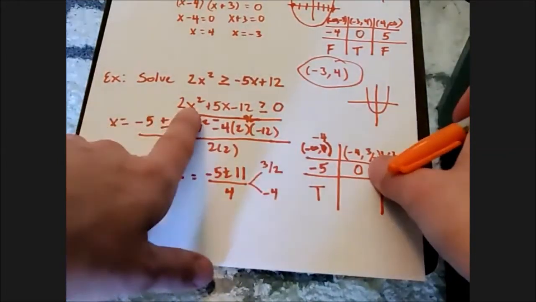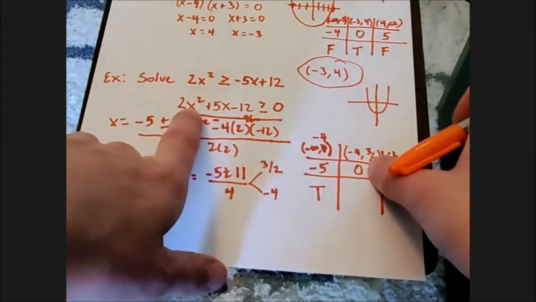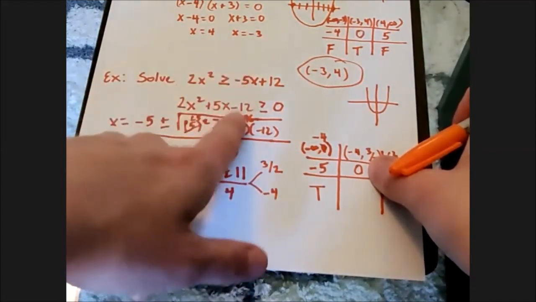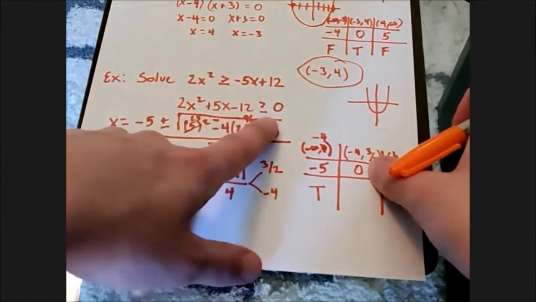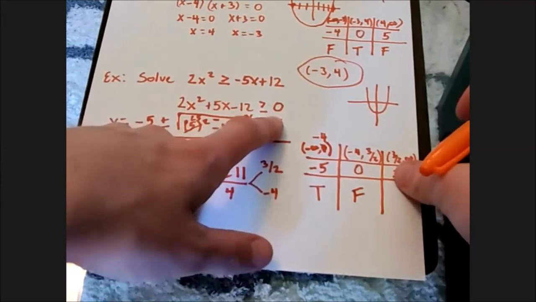Next, I'm going to do 0. 0 squared is 0. 2 times 0 is 0. 5 times 0 is 0. 0 plus 0 minus 12 is -12. Is -12 greater than or equal to 0? Most definitely not. So that's a false interval.